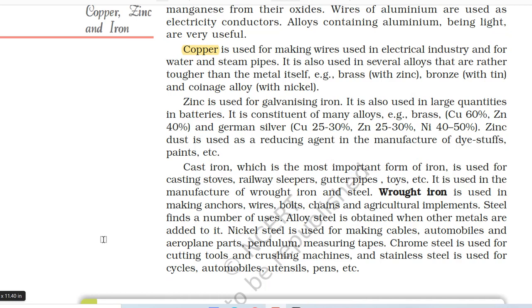Copper is used for making wires used in electrical industry and for water and steam pipes. It is also used in several alloys that are rather tougher than the metal itself, for example, brass with zinc, bronze with tin, and coinage alloy with nickel. Zinc is used for galvanizing iron.